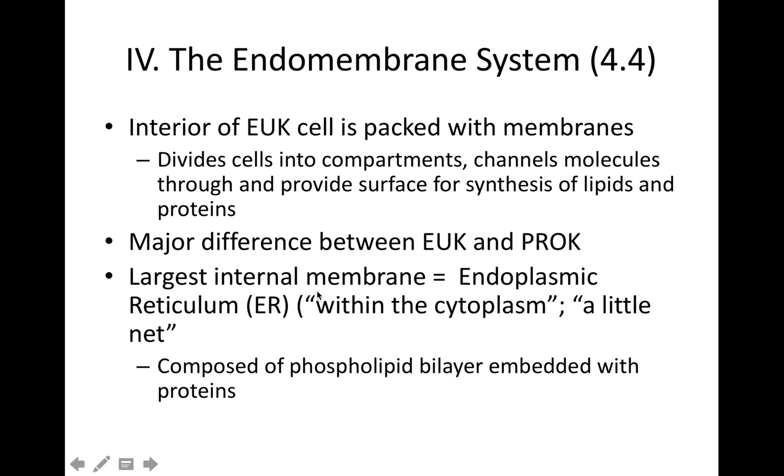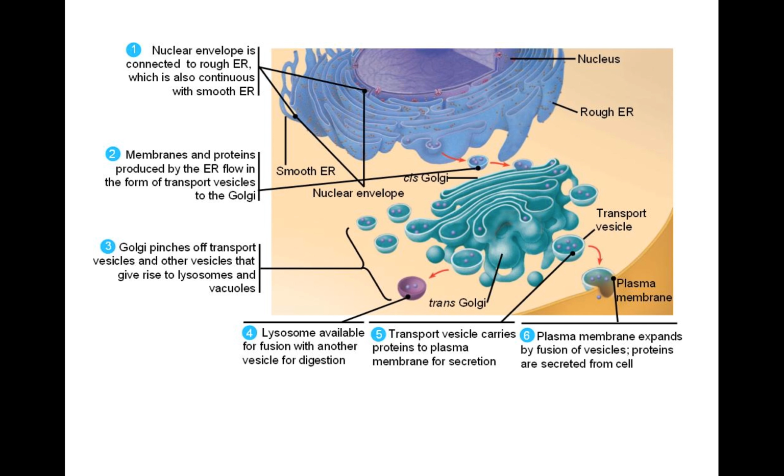So the largest internal membrane found in a eukaryote is the endoplasmic reticulum, or the ER, which stands for within the cytoplasm, or a little net. And the ER is also made of a phospholipid bilayer embedded with proteins, and those proteins are ribosomes. And we'll talk about the differences between smooth ER and rough ER. So a little preview of the endomembrane system.